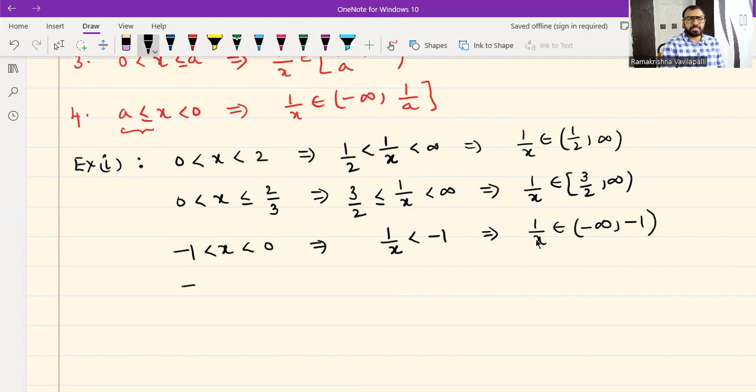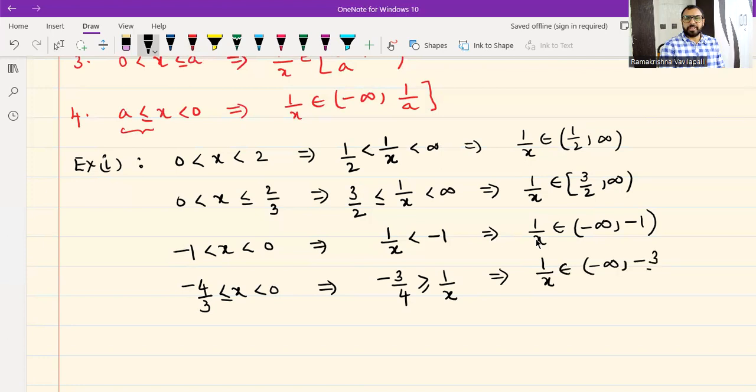Or let us take minus 4 by 3 less than or equal to x less than 0. This implies, when you take reciprocal, minus 3 by 4 greater than or equal to 1 by x. So 1 by x is less than or equal to minus 3 by 4, so 1 by x belongs to minus infinity to minus 3 by 4. So I have used this concept for the last example, right?